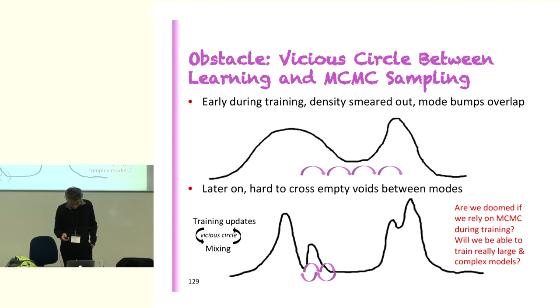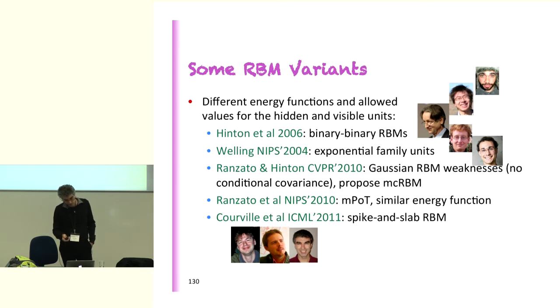One of the variants of, so there have been a lot of different variants of RBMs. The original ones are so-called binary RBMs. So both the hidden and the visible units are just bits, binary units, binomial units. But you can easily introduce continuous valued variables there in many ways. For example, from the exponential family. That's Welling in 2004.